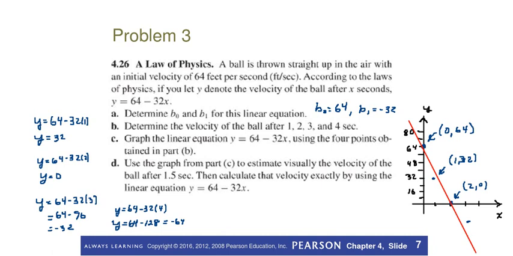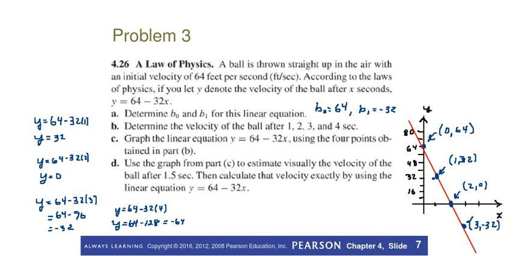If I were to plot my correct points, they would be on this line, right? So if I were to go through and plot the point (1, 32), yeah, I aimed a little bit badly. The point (2, 0), the point (3, -32), there it is, right? (3, -32), and so on, right? Okay. Use the graph to visually estimate the velocity of the ball at 1.5 seconds. Then calculate the velocity exactly using the linear equation.